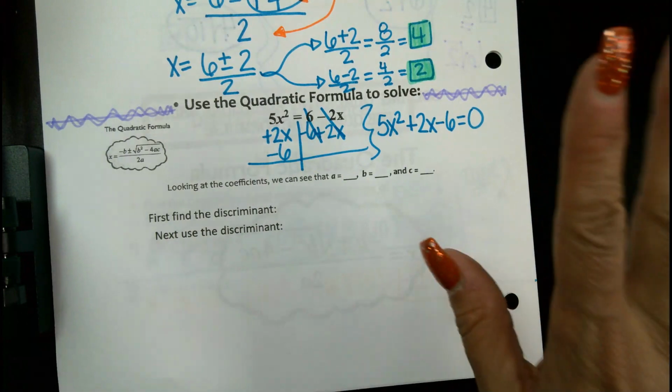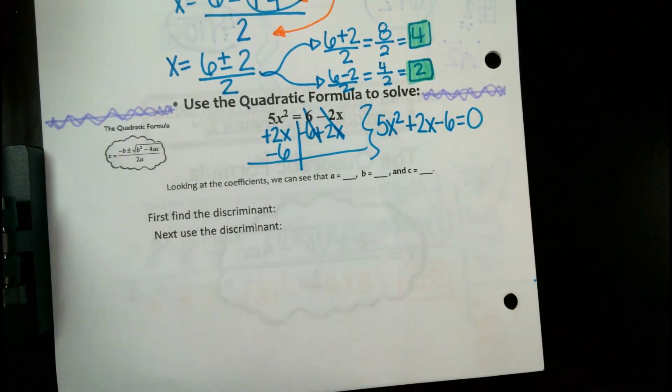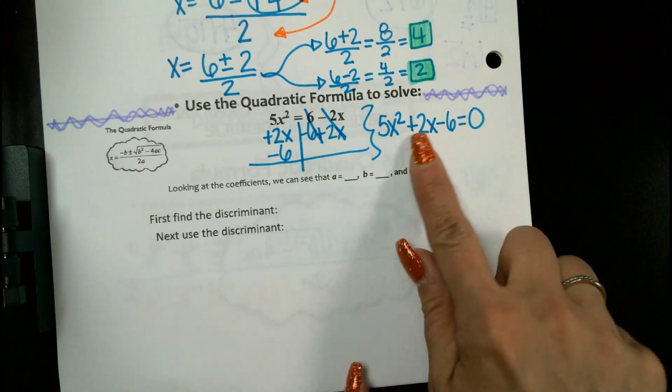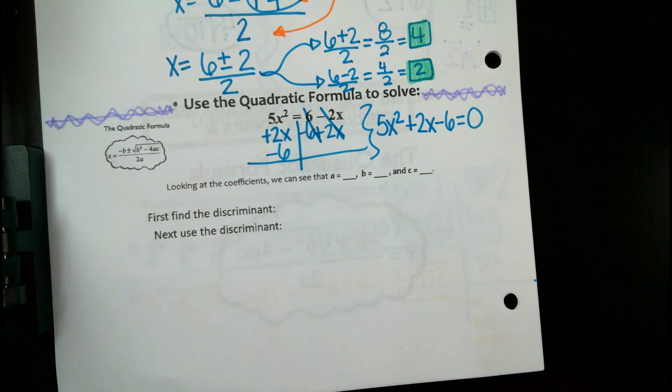If you put these the other way, you're going to have the wrong B and C, because you're going to have B as negative 6 and you're going to have C as 2. And then the whole thing's going to be wrong. So you need to make sure if you have to move stuff over, get it in the right spot. Okay?